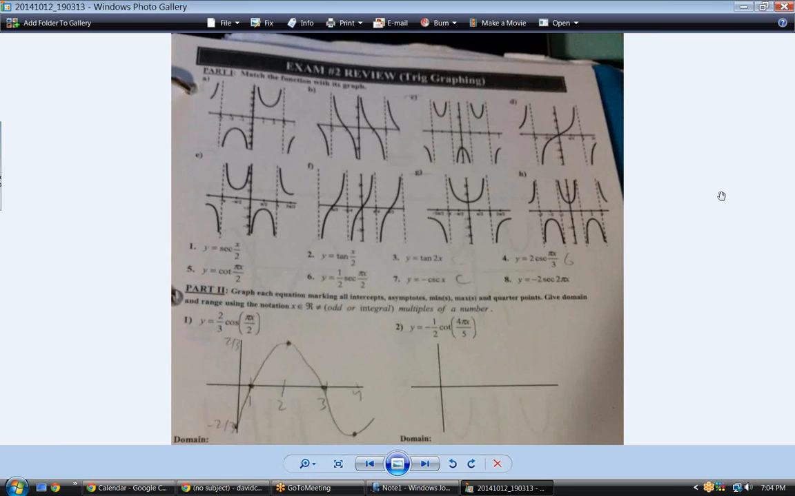Okay. Match the function with its graph. Well, the easiest way to do this is probably to look at the functions and try to figure out what the graph of that function is. We recognize these are either secant or cosecant. This looks like either negative tangent or cotangent. This looks like secant or cosecant. This looks like positive tangent or negative cotangent. In other words, just in general. Now we have to figure out which is which.